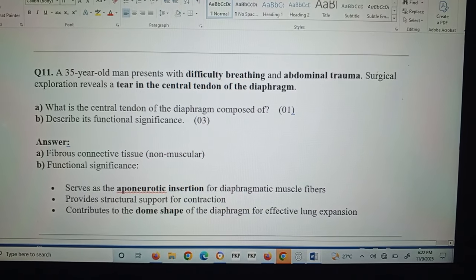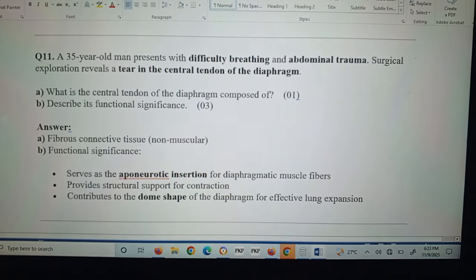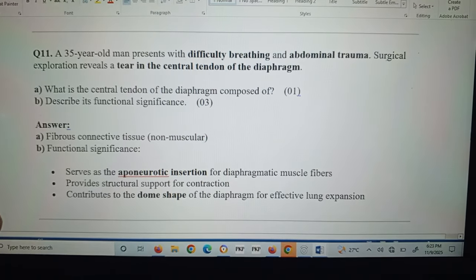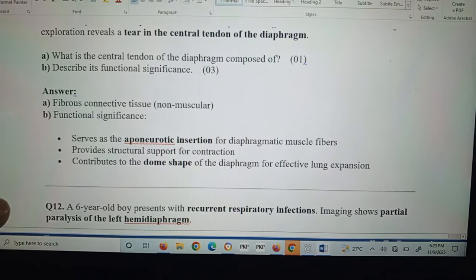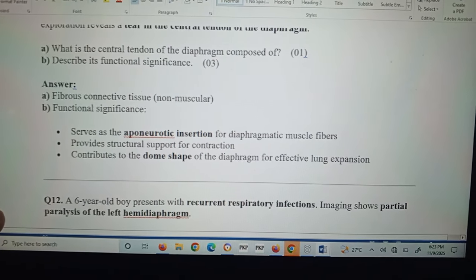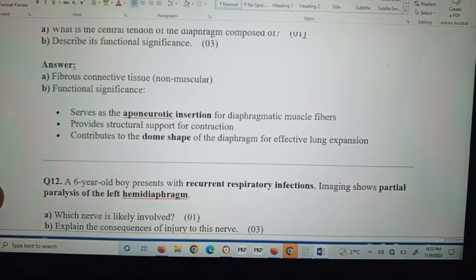Question number 11: a 35-year-old man presents with difficulty breathing and abdominal trauma. Surgical exploration reveals a tear in the central tendon of the diaphragm. What is the central tendon of the diaphragm composed of? Describe its functional significance.